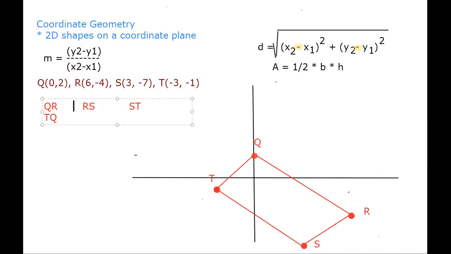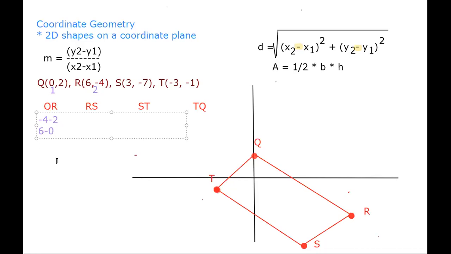Give me just a little bit more space in here because we're going to have to put this formula for slope underneath it. All right, we're going to make a little table. So for QR, I need a point number 1 and a point number 2. So Q is number 1 and R is number 2. So for QR, we have y2 minus y1, so we have -4 minus 2 over x2 minus x1, 6 minus 0.